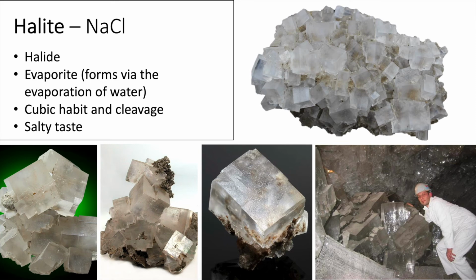All right, so moving on to halite. This is one of the ones you probably already have a good sense of. So NaCl, we're just talking about salt here. This is a halide. Its anionic group is one of the halide elements, in this case chlorine. And so halite is part of a group of minerals that we call evaporites. We'll see another one in gypsum here in a second. So halite forms via the evaporation of water.